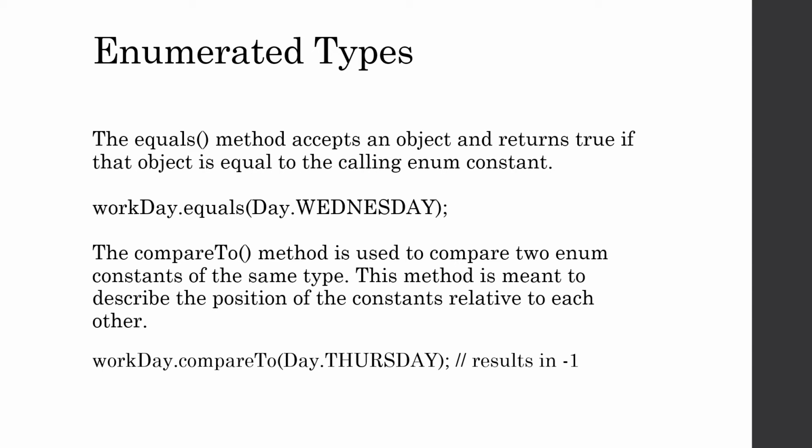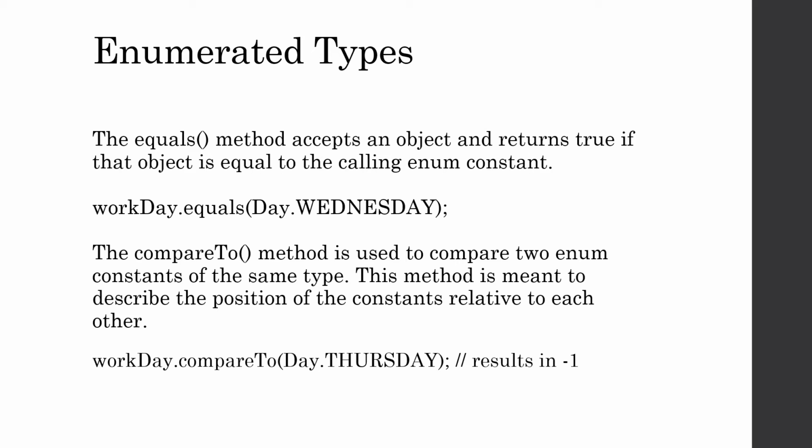With the compareTo method, this is going to be used to compare two enum constants of the same type. This method is meant to describe the position of the constants relative to each other. Essentially, the way this works is we're going to, again, give it a calling object, in this case workday, and then we have another one that we pass into the compareTo method, in this case Day.THURSDAY.